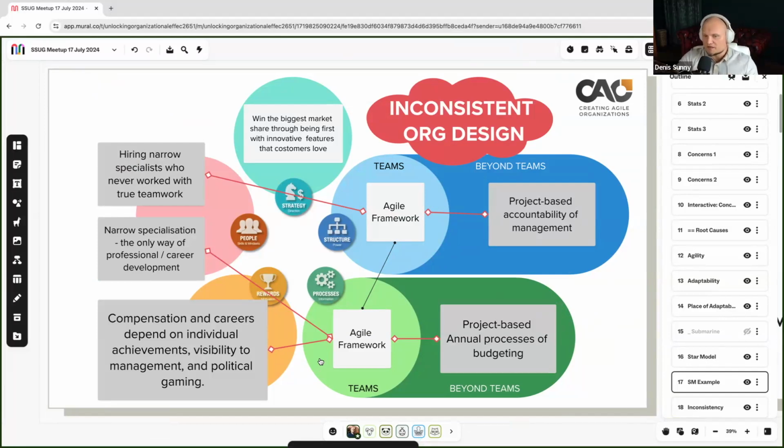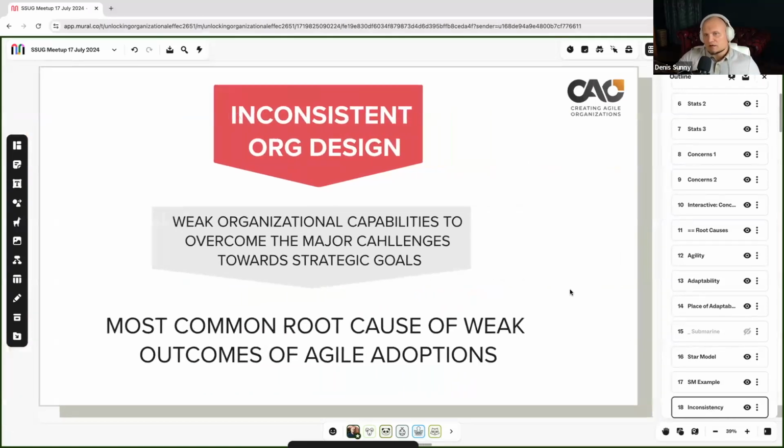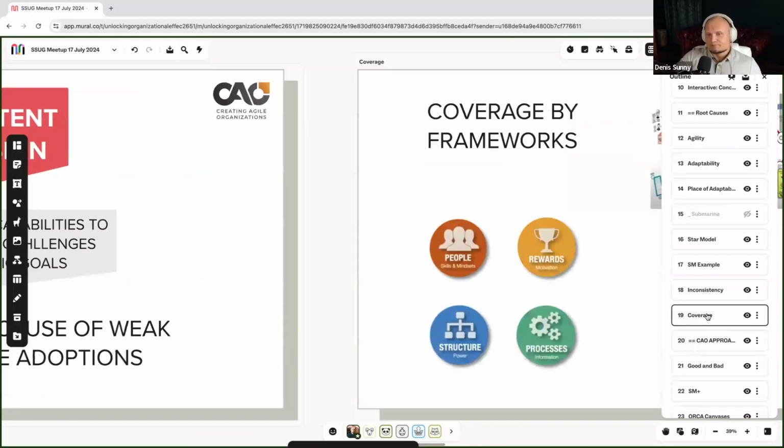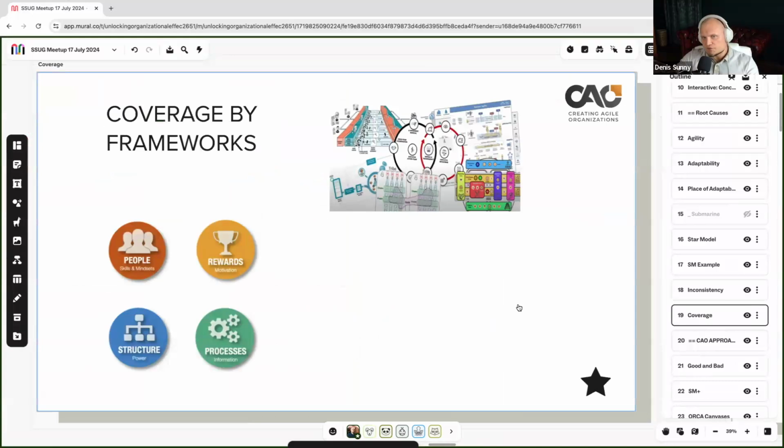You have a lot of conflicts exactly because of conflicting elements of organizational design. Quick statement from my side, I believe just from the experience of mine and my network, that inconsistent organizational design leads to weak organizational capabilities to overcome the major challenges towards strategic goals. And this is the most common root cause of weak outcomes of Agile adoptions. Well, I would add that this is the most common root cause of all ineffective organizations in general. So, and finally, just to come closer to these frameworks, and what we want to overcome is what is the coverage in terms of the organizational design by those frameworks.